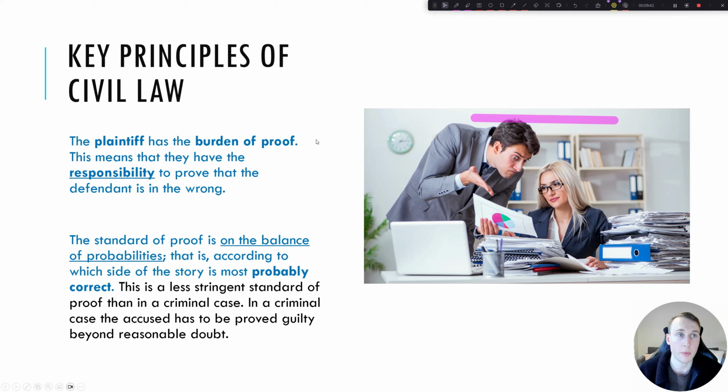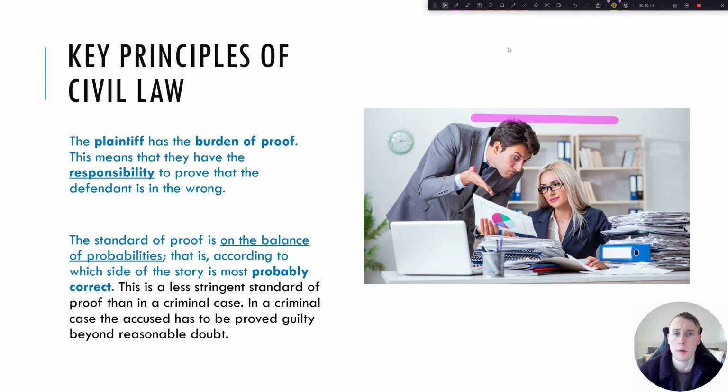So you'll remember from criminal law, we talked about that if we want to charge someone and find them guilty, it has to be beyond reasonable doubt. We can't have any doubt in our mind that that person is guilty. In civil law, it's significantly less. So we only need to prove whose story is more probably correct. If you think of it like a scale, if it's slightly tipping towards one party, they're the one who's going to be found in the right. So it's a little bit different in terms of proving someone liable compared to a crime.